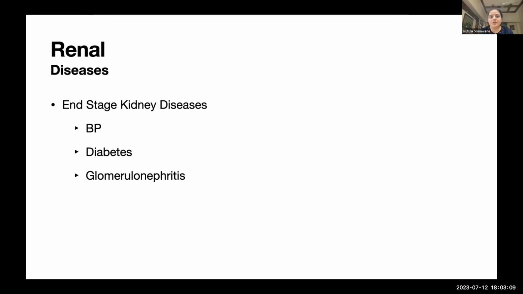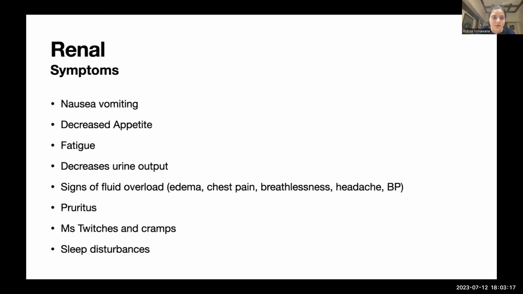Okay, so coming to the renal disorders, so end-stage kidney diseases, which can be because of hypertension, diabetes, or glomerulonephritis. So the symptoms again overlap with those of hepatic. So you have your nausea, vomiting, you have your decreased appetite, you have your fatigue, your decreased urine output, and thus you have your signs of fluid overload. You have pruritus over here as well. You have your muscle twitches and cramps and sleep disturbances.